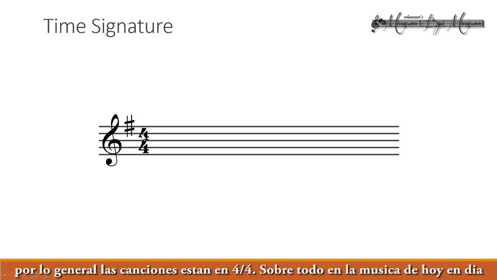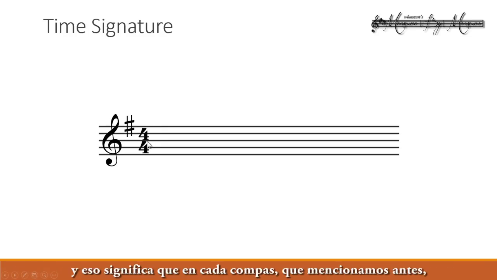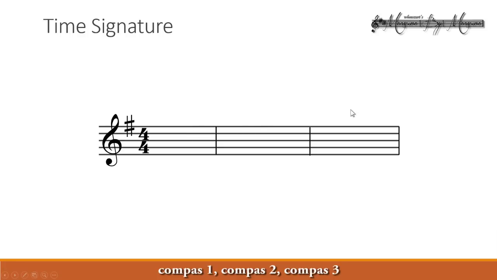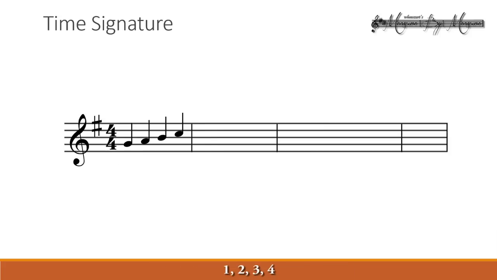Usually, most songs are 4/4, especially in today's music. And that means that on each measure, like we talked about before, measure 1, measure 2, measure 3, on each measure it wants to have 4 quarter notes or equivalents of quarter notes. So an example would be easy enough right here. 1, 2, 3, 4.